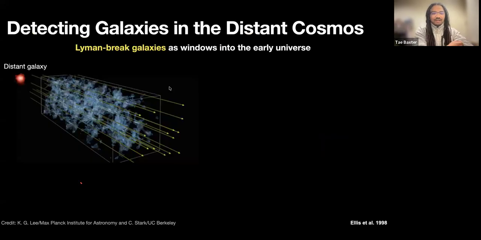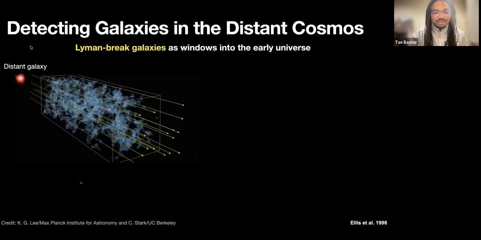So this is an example of how this was done earlier on, in the late 90s. There are these galaxies known as Lyman break galaxies, and they are essentially just normal star-forming galaxies in the early universe. But what's interesting about them is that if you go further back in time, the intergalactic medium, the space between galaxies, was composed of more neutral gas, neutral hydrogen. And the light emitted by these distant Lyman break galaxies would get absorbed on its way towards the Earth.